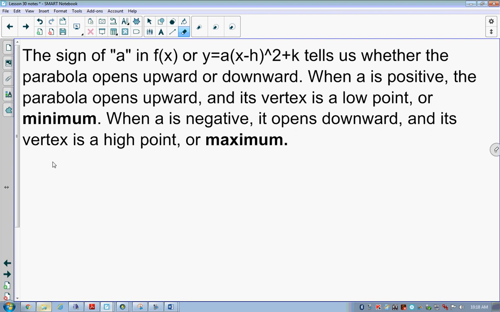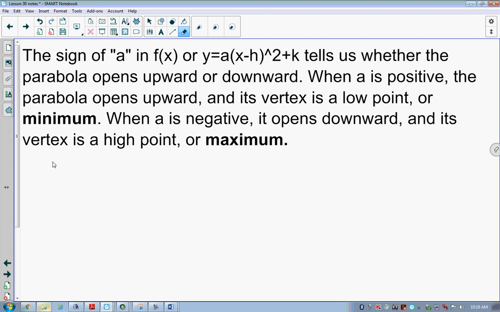All right, the sign of a. This is important because we haven't really dealt with a yet in terms of the vertex form. The sign of a in f of x, or even y equals a times (x minus h) squared plus k, tells us whether the parabola opens up or down based upon whether or not it's positive or negative. If it's positive, it opens up. If it's negative, it opens down.